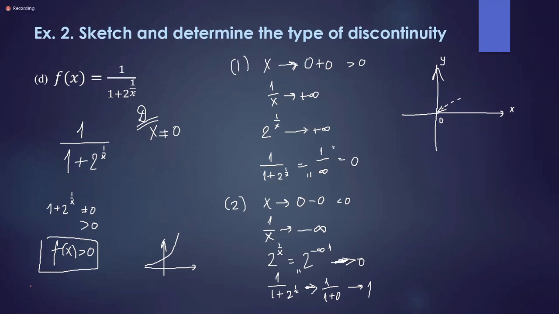So once more, x tends to 0 but is negative. So 1 divided by x is infinity but negative. So 2 to power 1 over x is 2 to power negative infinity, that is, tends to 0. Then if I replace this part by 0, 1 divided by 1 plus 0 is 1. So again, the function is not defined. I cannot put 0 instead of x, but it tends to 1 at this point from the left-hand side.